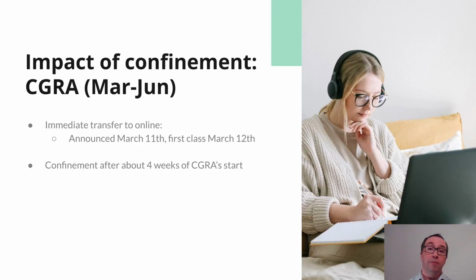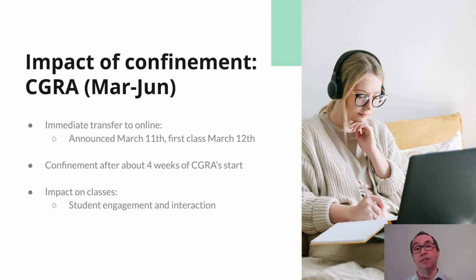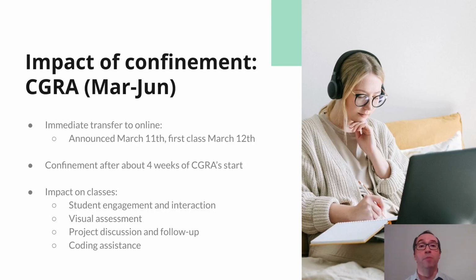On the one hand, many components of the courses could cope with this model, being one of them the fact that we already used a web-based framework for the assignments. But on the other hand, there were others that would suffer significantly. The most immediate and common impact was on the student engagement and interaction, both on theory and practical classes. But in particular, in practical classes, key elements such as visual assessment, project discussion, assistance, and overall follow-up of the projects became significantly challenging.